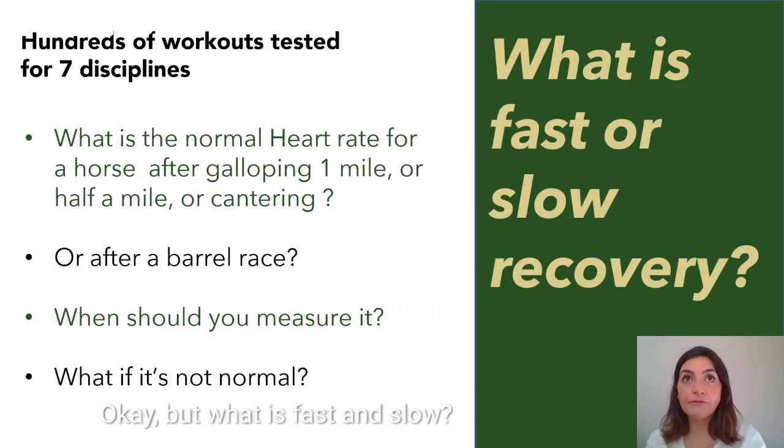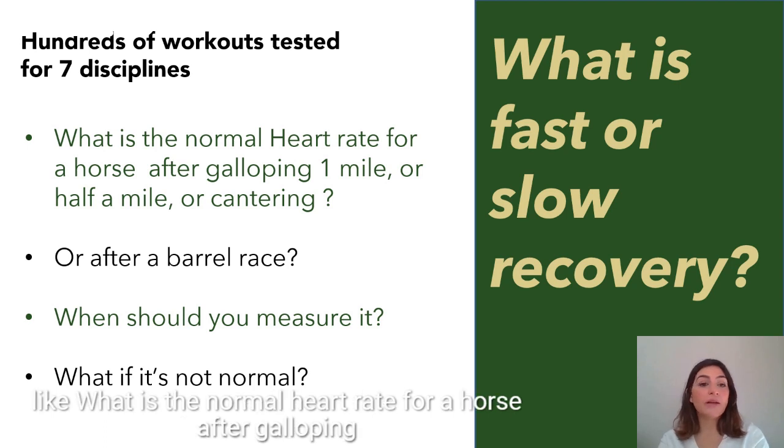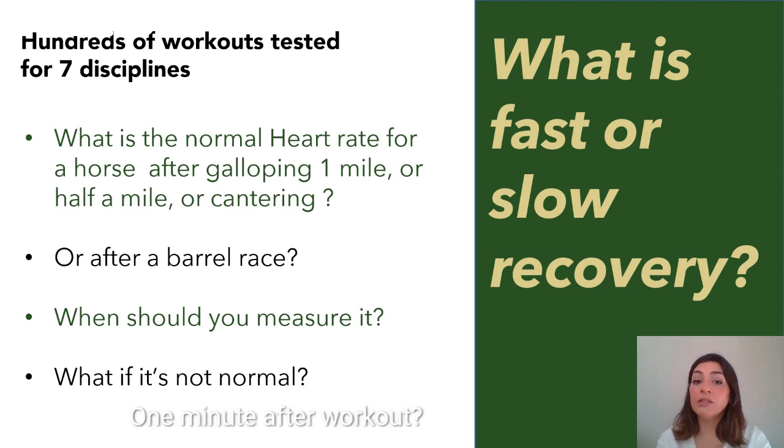Okay, but what is fast and slow? We tested hundreds of workouts for 7 disciplines. Questions like, what is the normal heart rate for a horse after galloping 1 mile or half a mile or cantering or after a barrel race? When should you measure it? 1 minute after the workout, 5 minutes, 20 minutes? What if it's not normal?